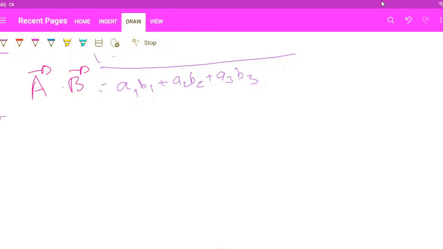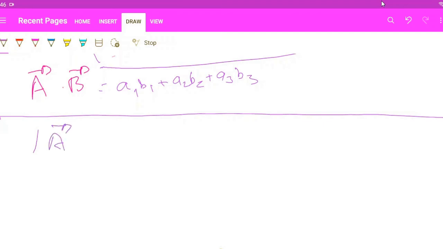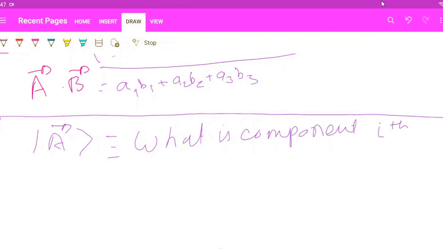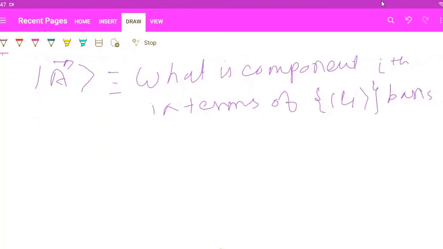Now suppose I have a vector A and I want to find out what is the ith component in terms of the ei basis. So I have vector A in general, in a vector space, and I want to find out what is the ith component of this particular vector in terms of this orthonormal basis ei.